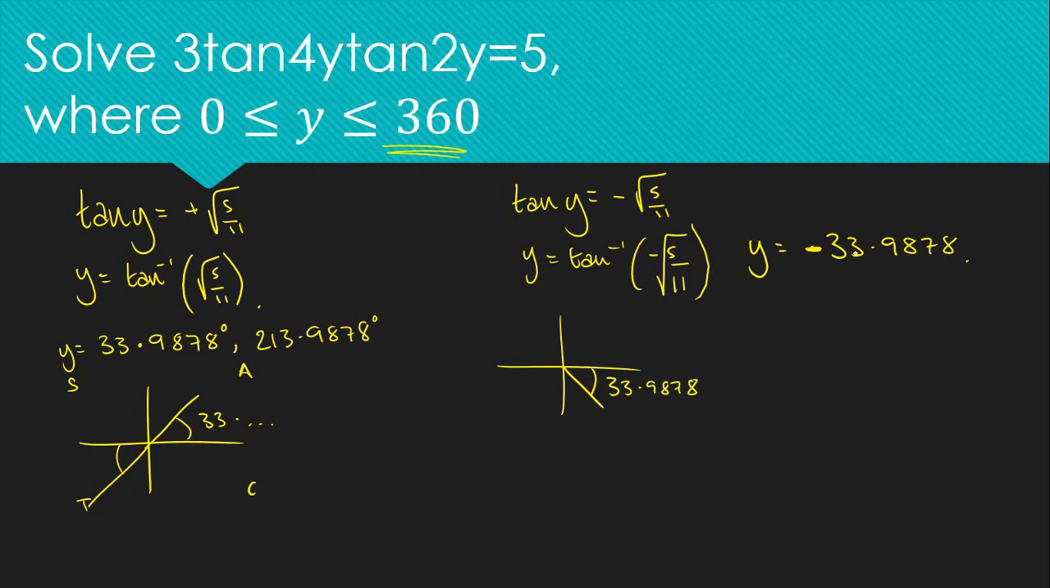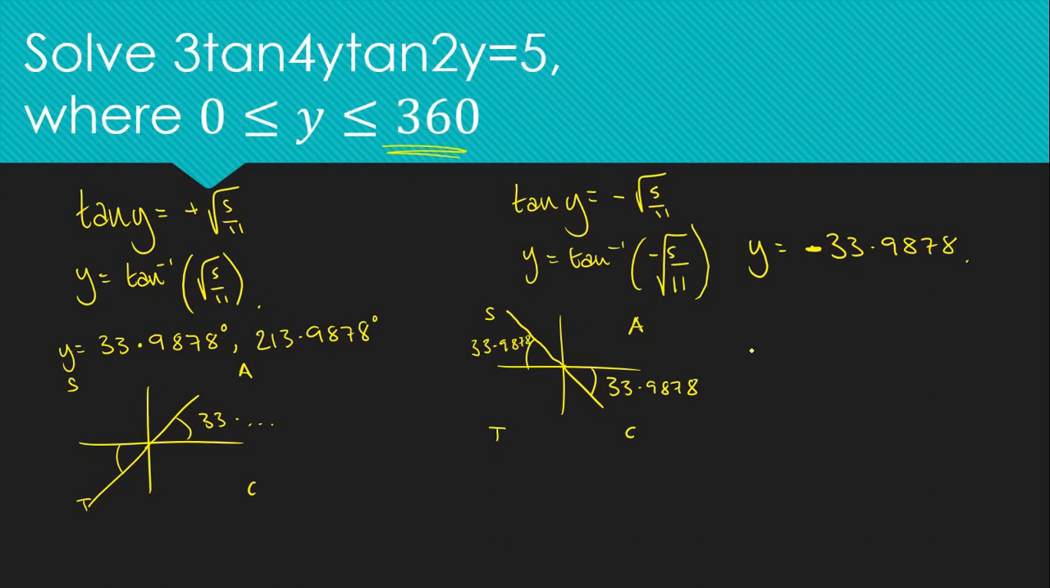Negative 33.9878 would be, if this is going positive around here, you know, it goes 0, 90, 180, 360, well, negative would go backwards, wouldn't it? Now that is CAST, C, A, S and T. And in this region here, tan is negative. Well, obviously it is. We've seen lots and lots of negatives to prove that. Tan is also negative in this quadrant here.